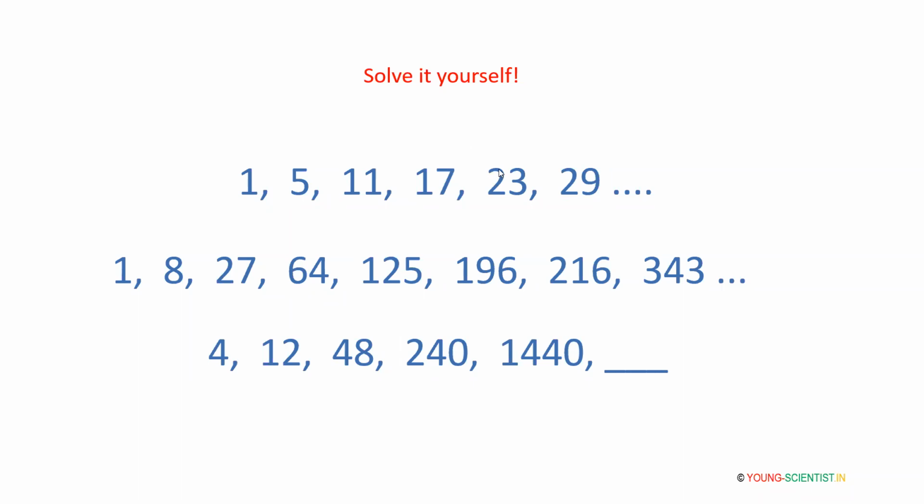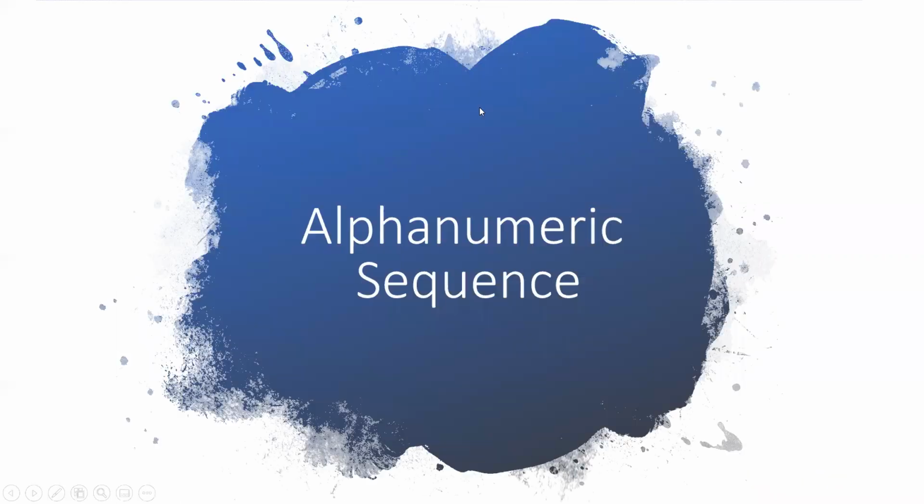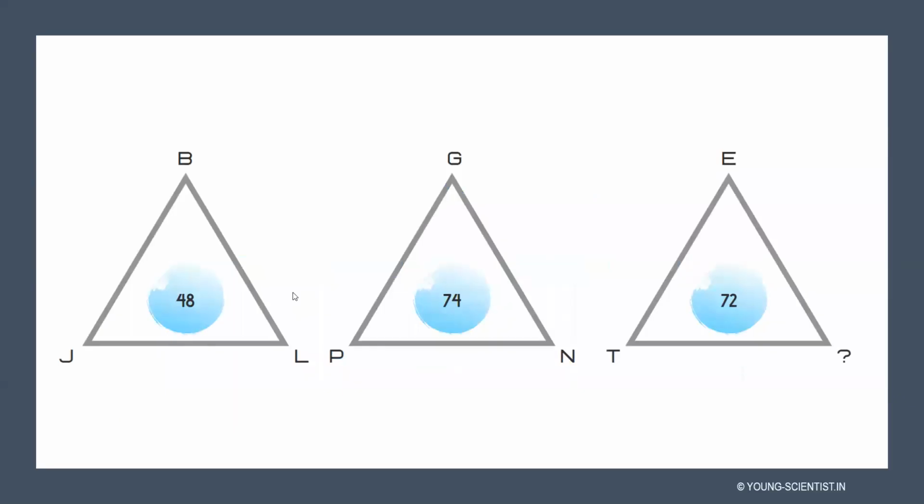And we saw numeric sequences. We saw numeric sequences combined with geometric shapes. You can even have alphanumeric sequences. Okay. For example, this one, which we shared in the WhatsApp groups as a brain teaser number 2.